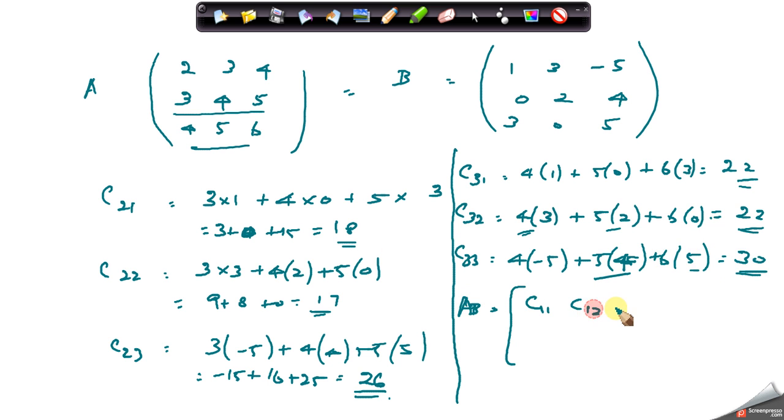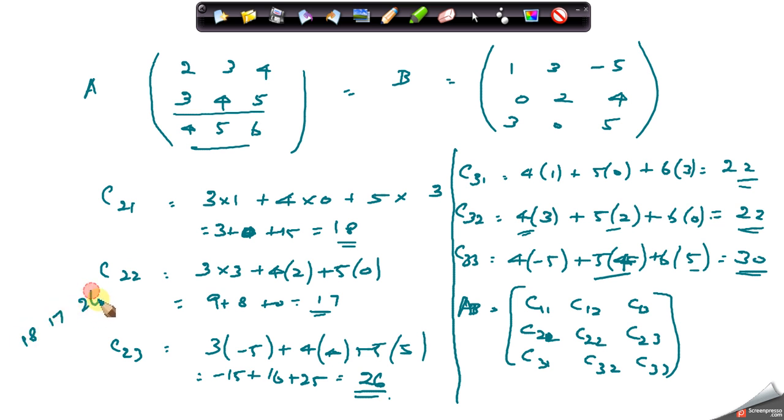C11, C12, C13, C21, C22, C23, C31, C32, C33. So we arrange those things in this order. What is the value in this case? I will write here. We know that the second row is 18, 17, 26. The third row is 22, 22, and then 30. The first row we will see.